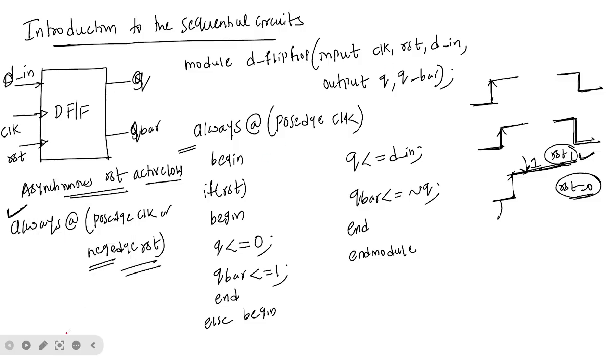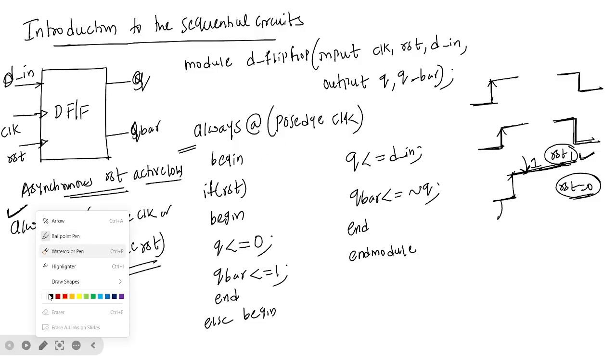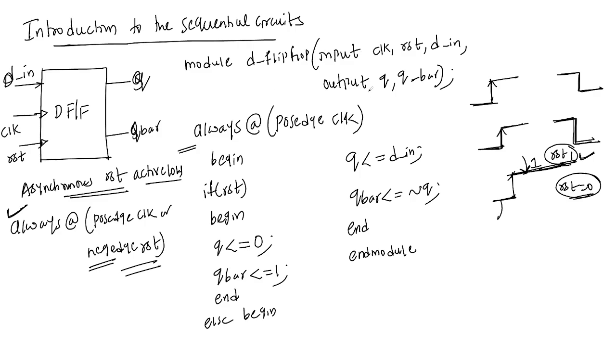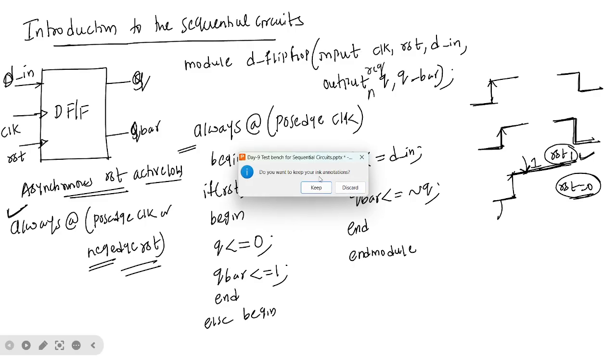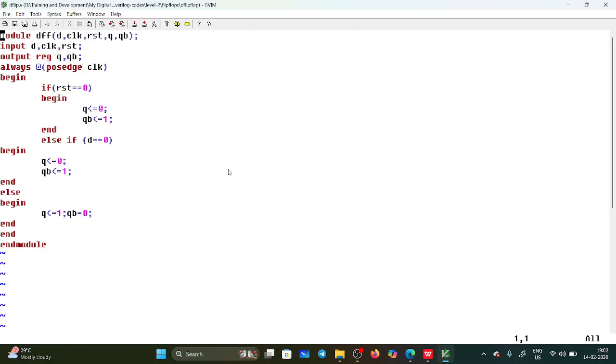So here we are using behavioral modeling, so this is reg data type. Next, if reset equal to 0, begin, q equal to 0, q bar equal to 1, end. Else if d equal to 0, begin, q equal to 0, q bar equal to 1, end. Else begin, q equal to 1, q bar equal to 0, end, and end module. This end is there, no? You need to end, and end module. Okay, this is the code for D flip flop.